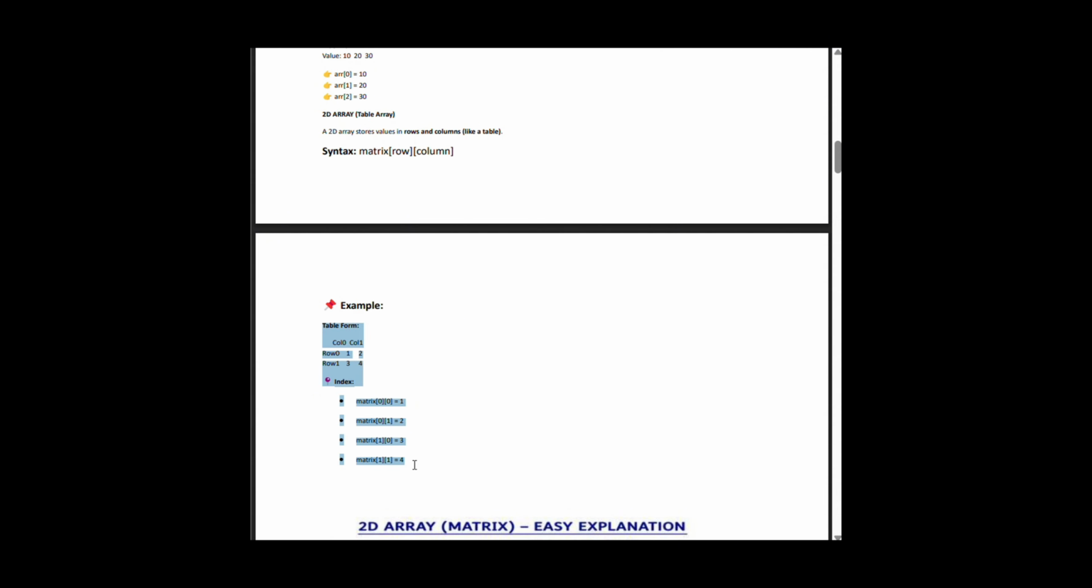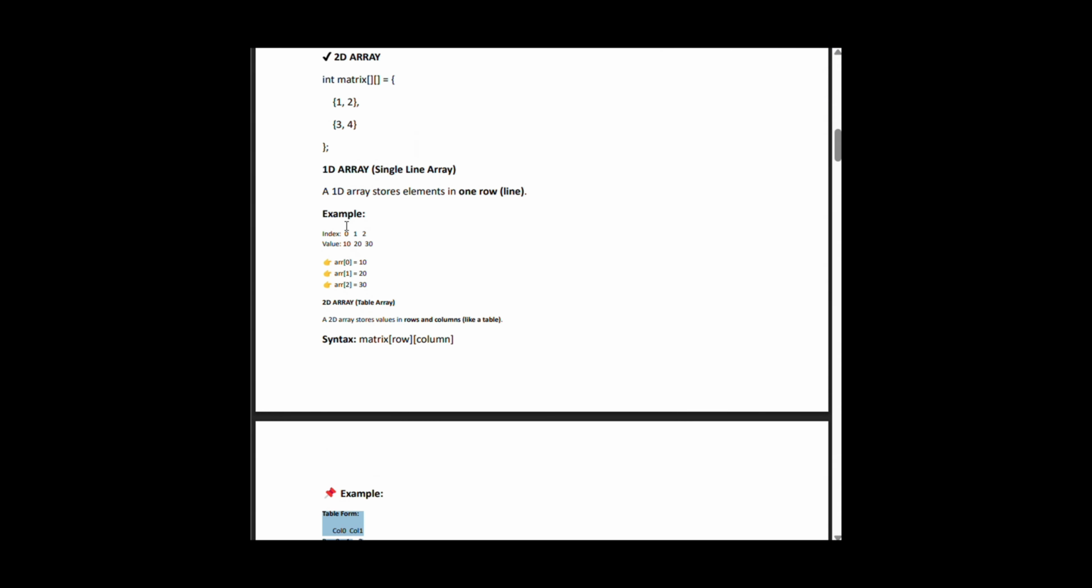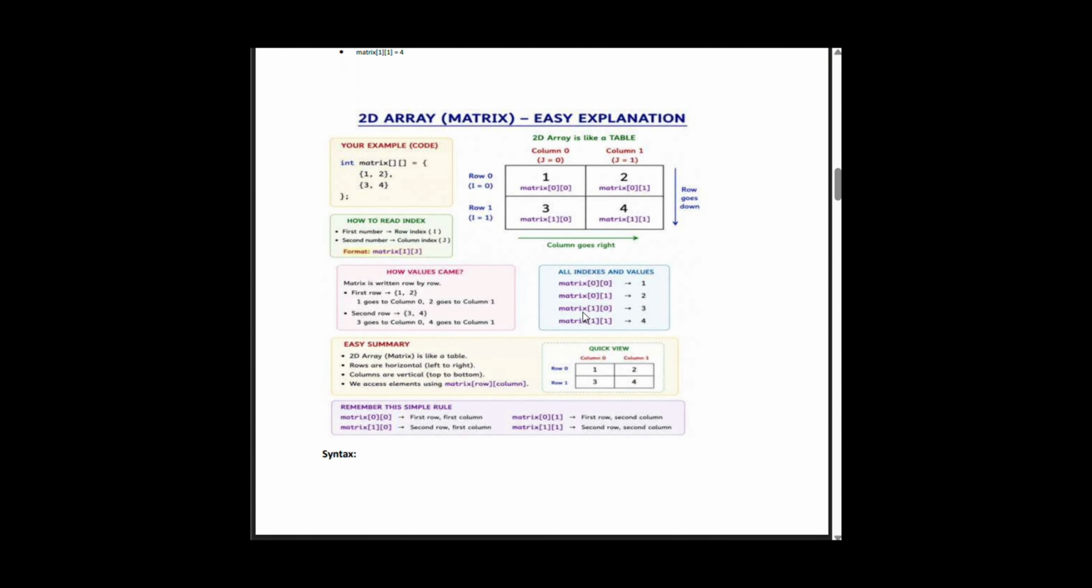So finally, 1D array stores data in one line and 2D array stores data in table format. See the image here, you can understand clearly. So this is the basic difference between 1D and 2D array.